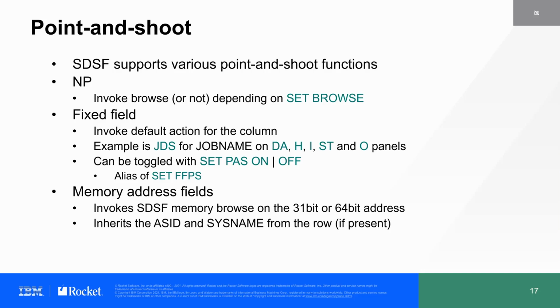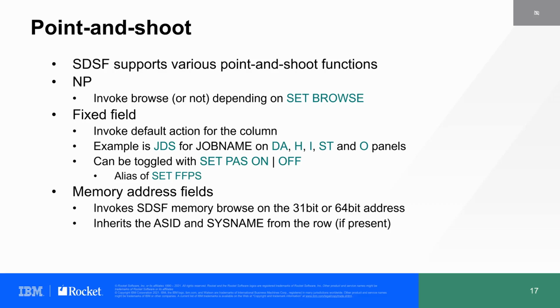So maybe you just do a point and shoot on MP on a piece of output, and it goes into browse. And remember the set command from earlier, there's a set browse command where you can say what you want to do in that circumstance. It's none, or S, or SE, SV, and SB.